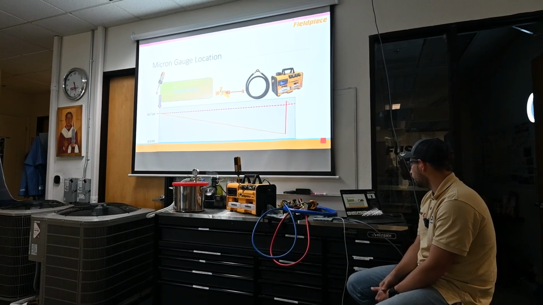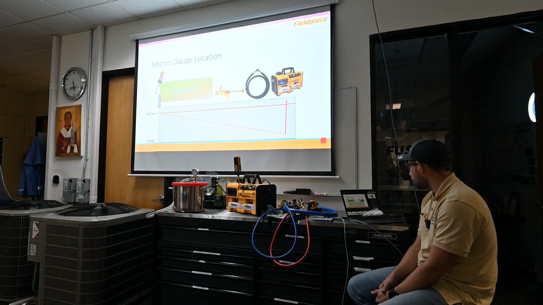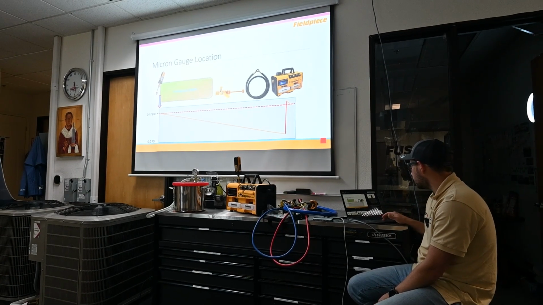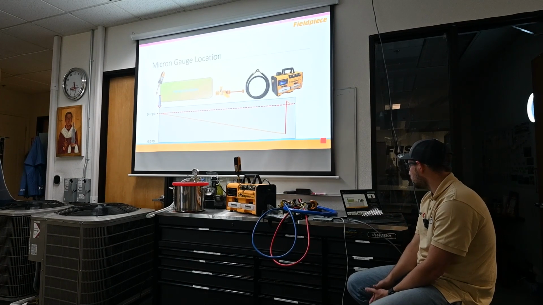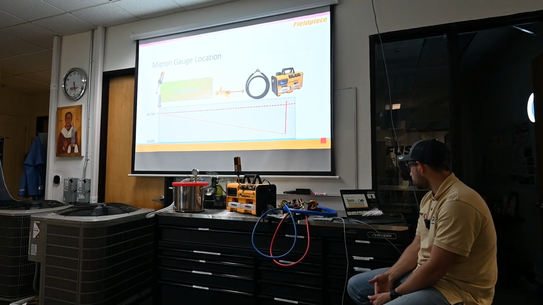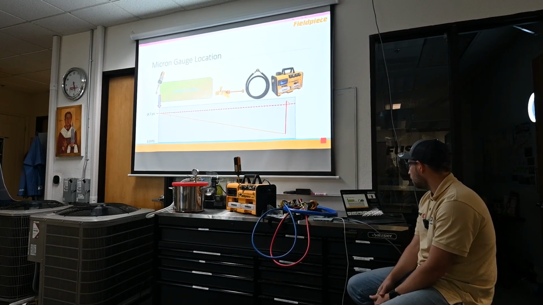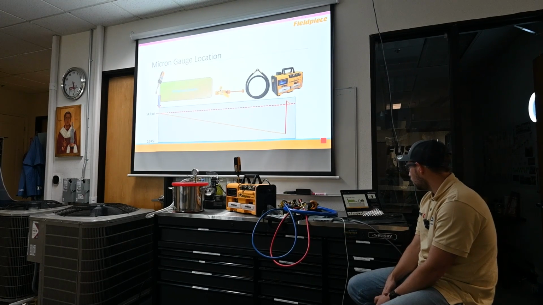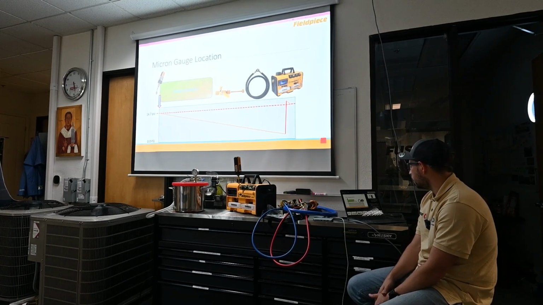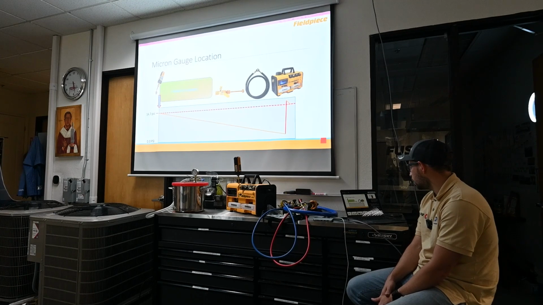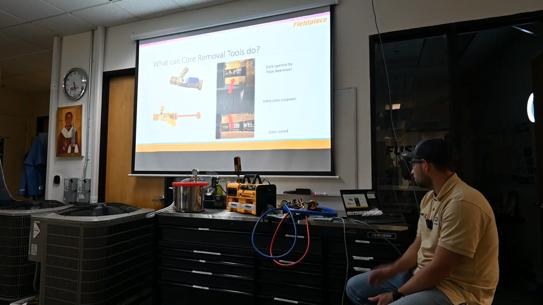A full range gauge shows the progress from atmosphere down to the final level. If a connection is loose or another major leak is present, the full range gauge reading will stall, which indicates there is an issue that needs to be addressed.